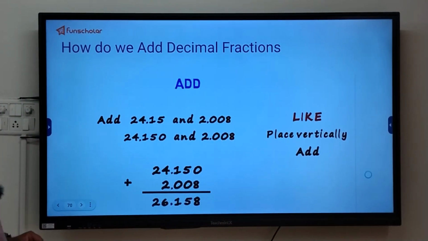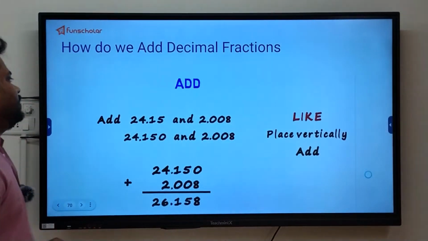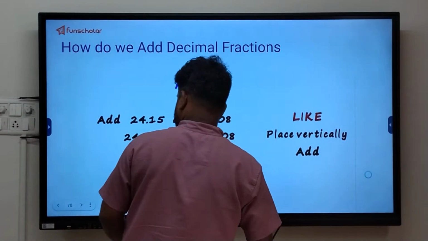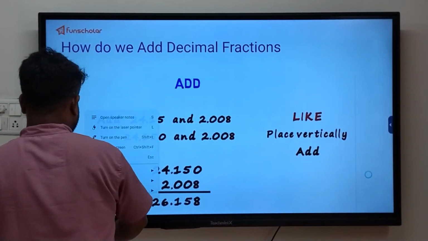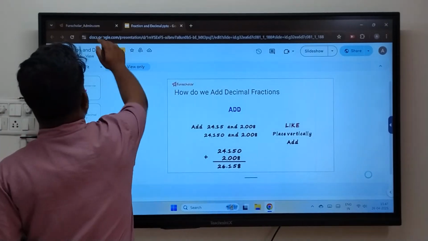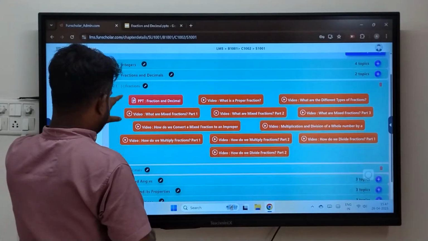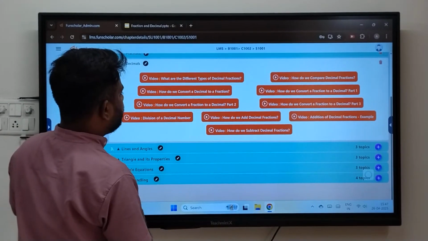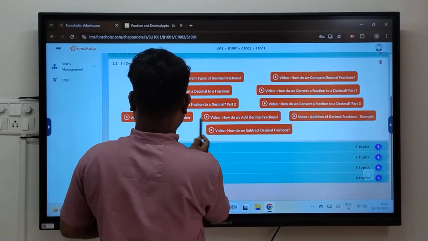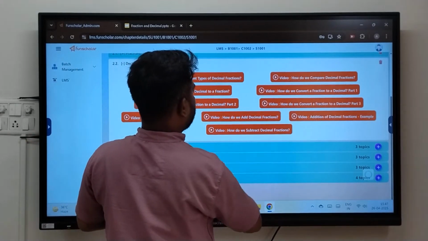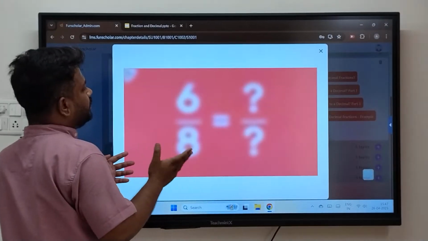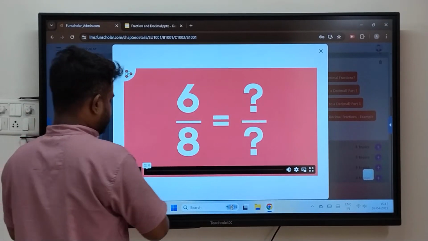The next one, how do we add decimal fractions? Okay, before going to adding any kind of fractions, let's watch a video here. So what have we learned from it here? We are going to explain by the video. Okay, watch the conversion of a decimal number from a fraction.